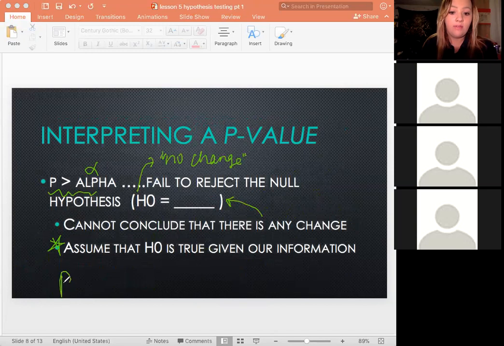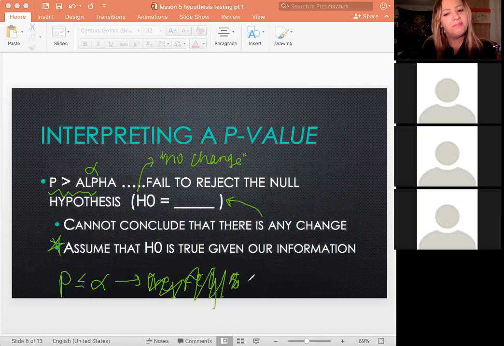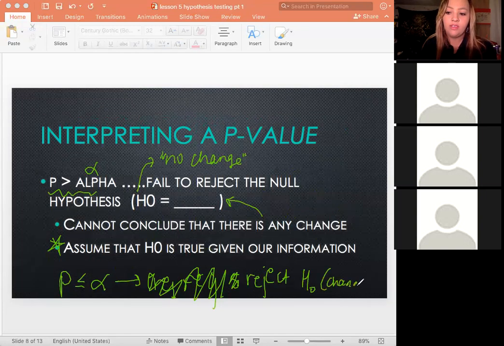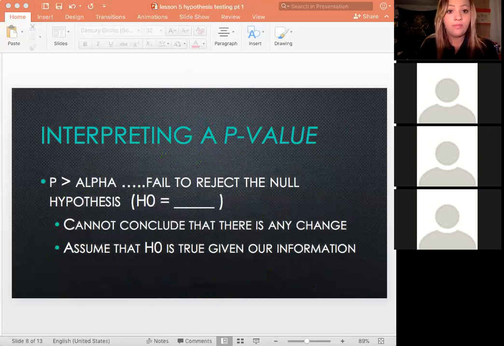And then remember, if our p-value is less than or equal to alpha, then we are going to reject the null. Reject the null. So that's going to say that we think that there is a change in the population. Yes, change. So that's how we interpret our p-value.